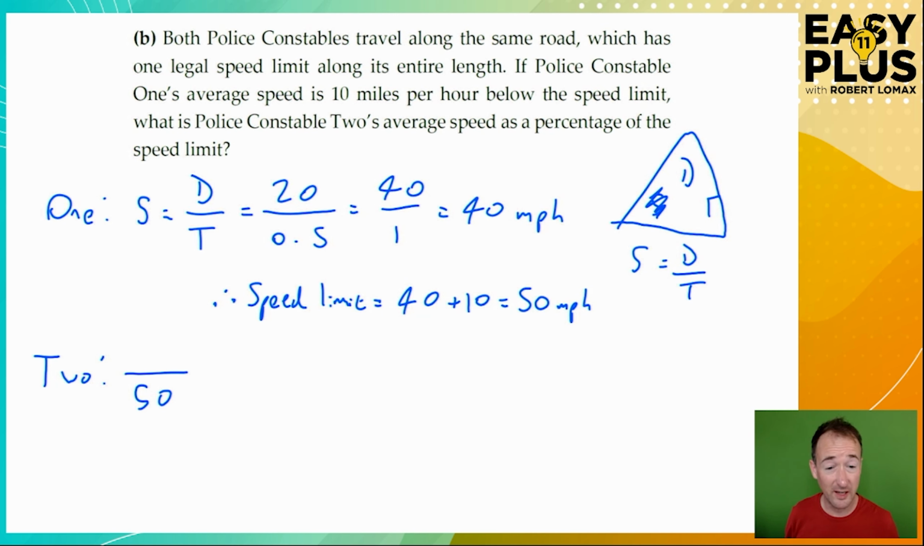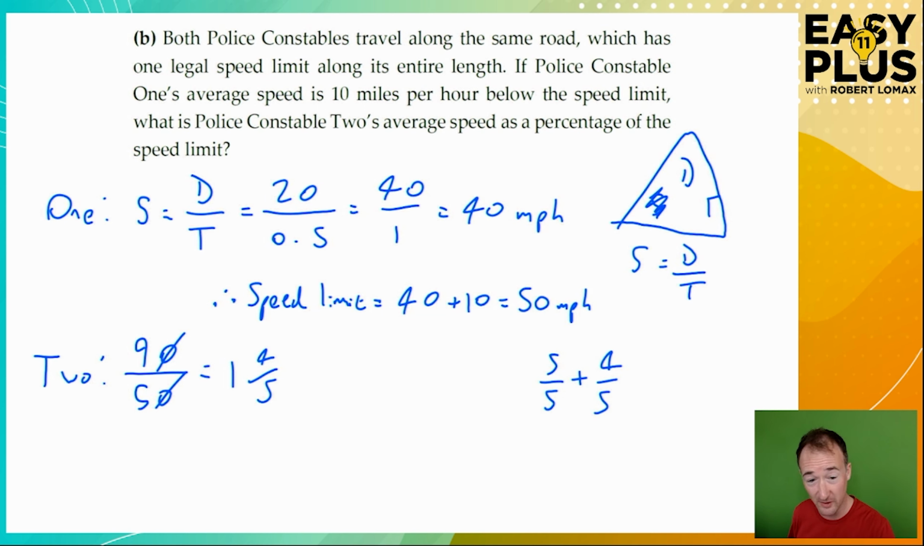We know from the information given at the top of the question that Police Constable 2's average speed is 90 miles an hour. We can cancel this to give us 9/5. Now we could keep it like that, but it might be easier for us in this case if we make this into a mixed number. So that's 1 and 4/5. You can get to there if you think of it as 5/5 plus 4/5, giving us 9/5 in all. 1 and 4/5.